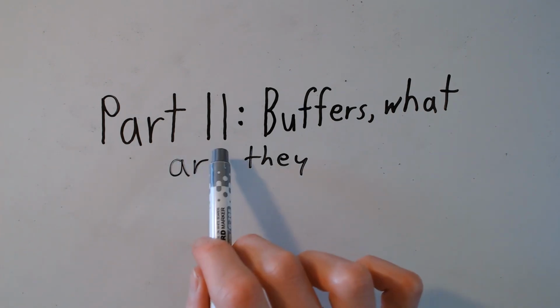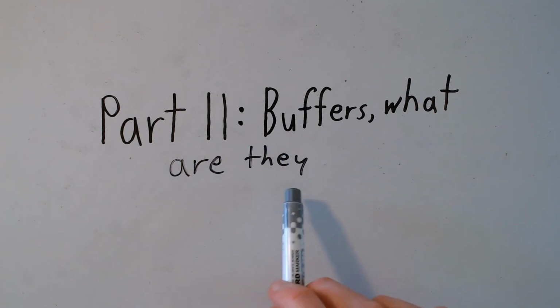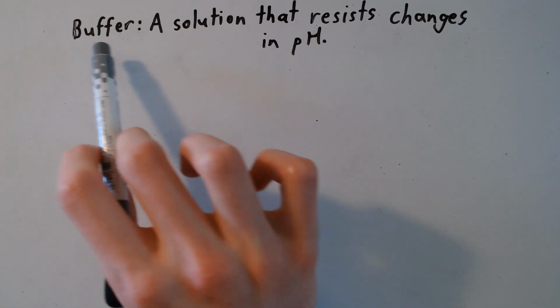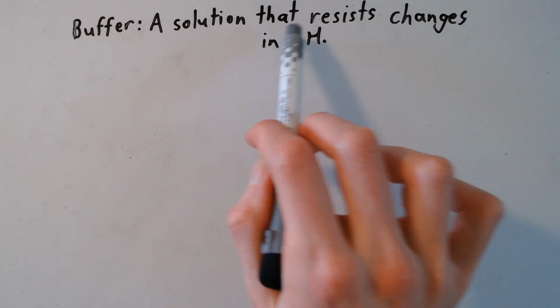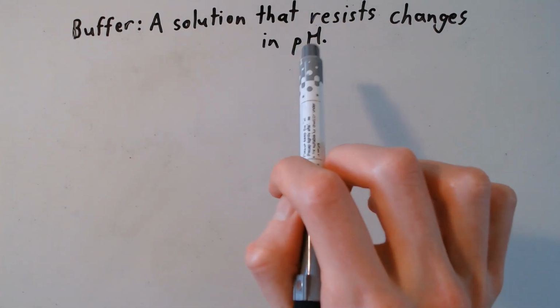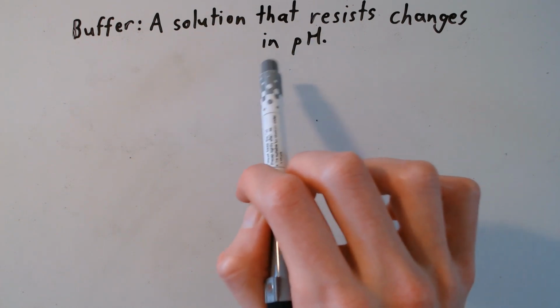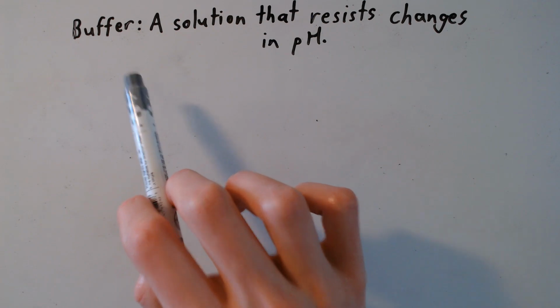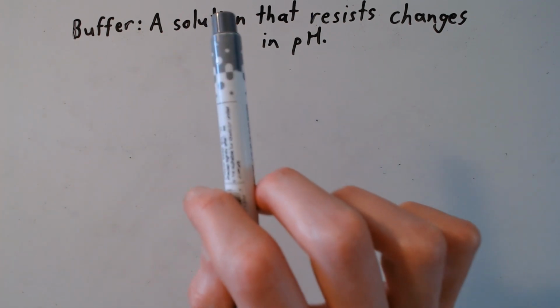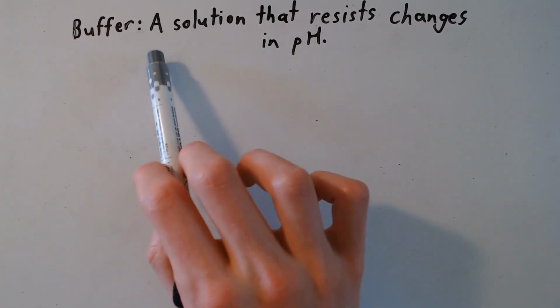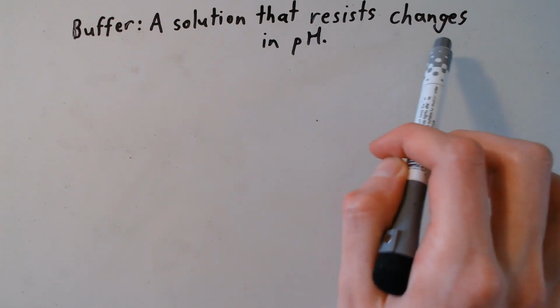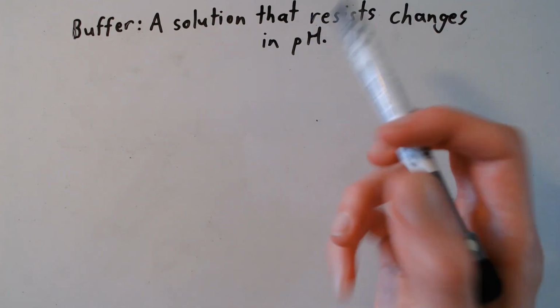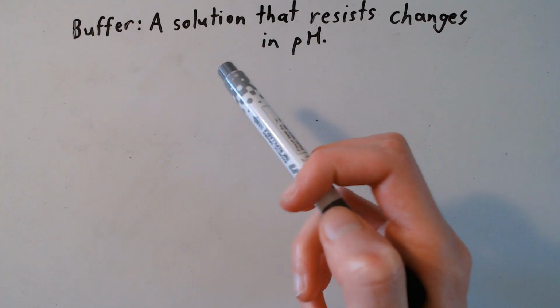Part 11. Buffers. What are they? A buffer is a solution that resists changes in pH. If the pH tries to go up, the solution resists it. If the pH tries to go down, the solution also resists that. So a buffer is a solution that resists changes in pH. However, what is the mechanism behind this? How does this actually happen?